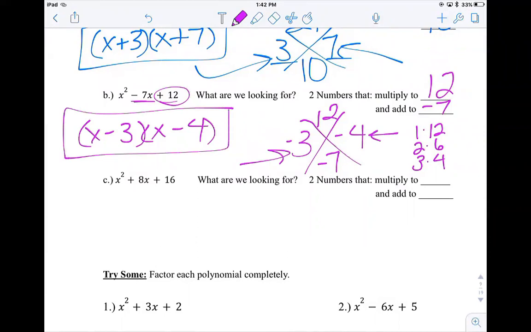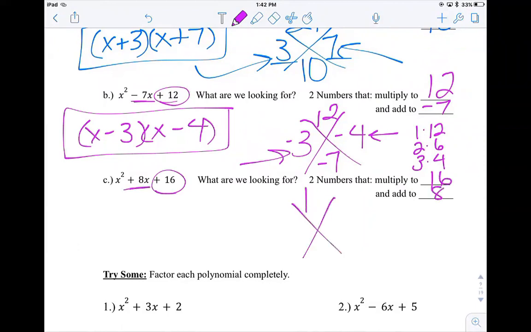And again, you could check your answer. And these parentheses could be flip-flopped. So you could do x minus 4 first and x minus 3 second. It does not matter. All right, letter C. Again, we are looking for the numbers that multiply to give us the 16 on the top and 8.